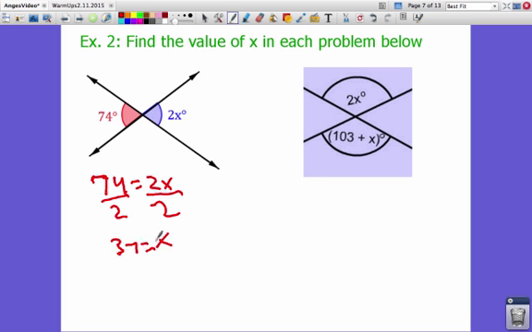So now we can check our work. If I do 2 times 37, that gives me 74. So this is 74 degrees, and this is 74 degrees. All right, so the way we do this, we simply set up an equation.